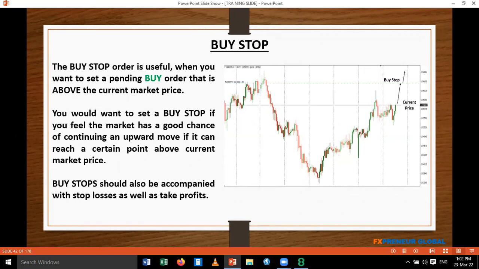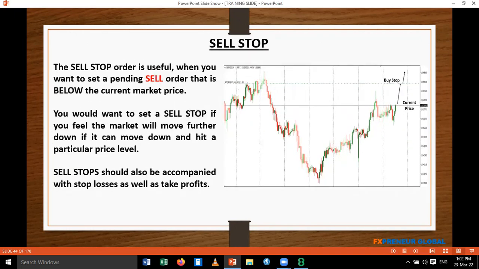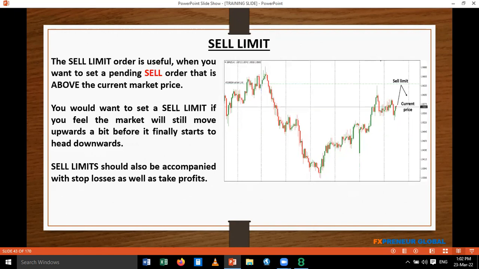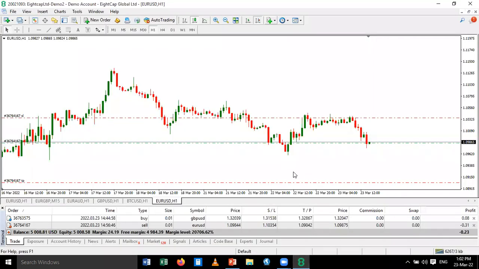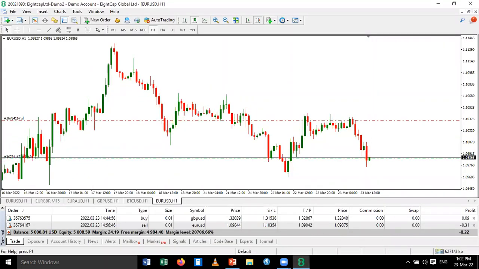Buy stop, placing a pending buy order that is above current market price. Sell limit, pending sell order above current market price. Sell stop, pending sell order below current market price. So I'm going to simply practicalize all of this. I've already sent you the theoretical material for it, and I'm also expecting that you should be going through it. All I can do is to explain and do practicals where needed. That was why the material was sent to you beforehand.